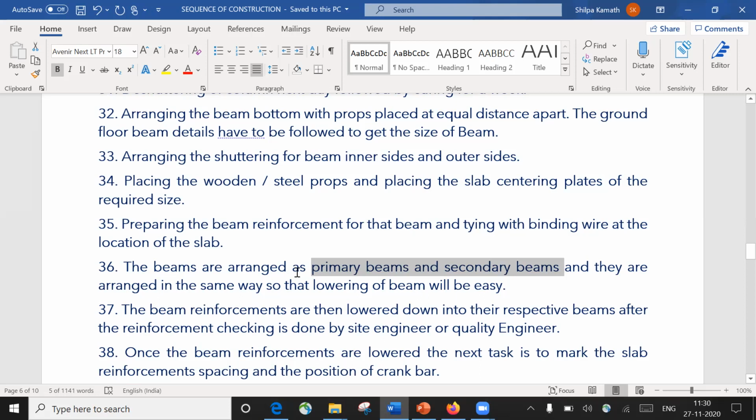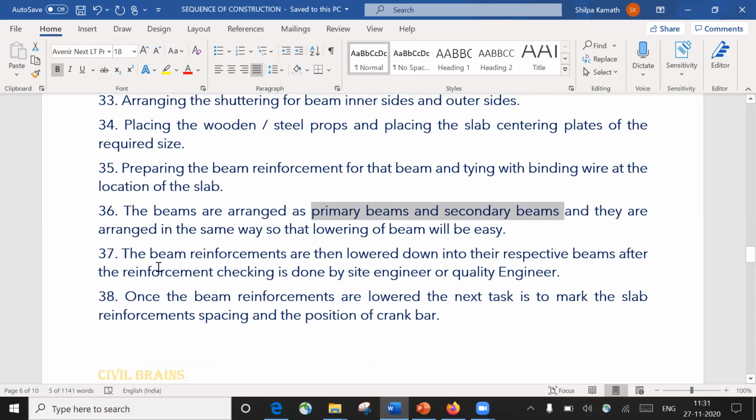So the beams are arranged as primary beams and secondary beams, and they are arranged in the same way so that lowering of a beam will be easy, right? Once that is done, the beam reinforcement is lowered into the respective beams after the reinforcement checking is done by the site engineer or the quality engineer. With the help of a runner, we keep all the beams over the slab shuttering, tie them with binding wire, and a site engineer or quality engineer will come and check it based on the drawing we have given. This is the drawing we have, right?